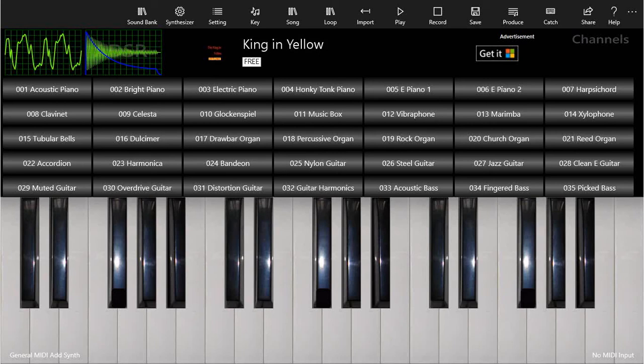You might remember this sound. Let's see if we can play it. I'm playing this on a touch screen. Sorry, it goes.